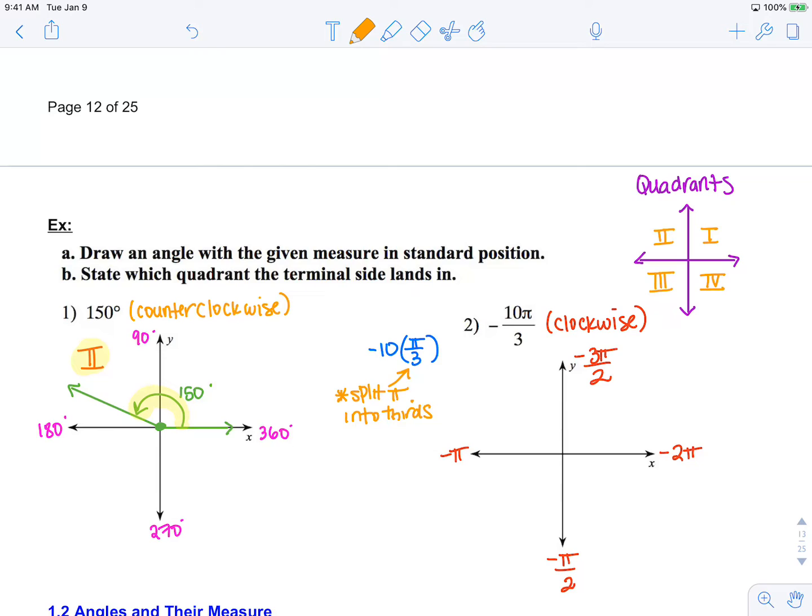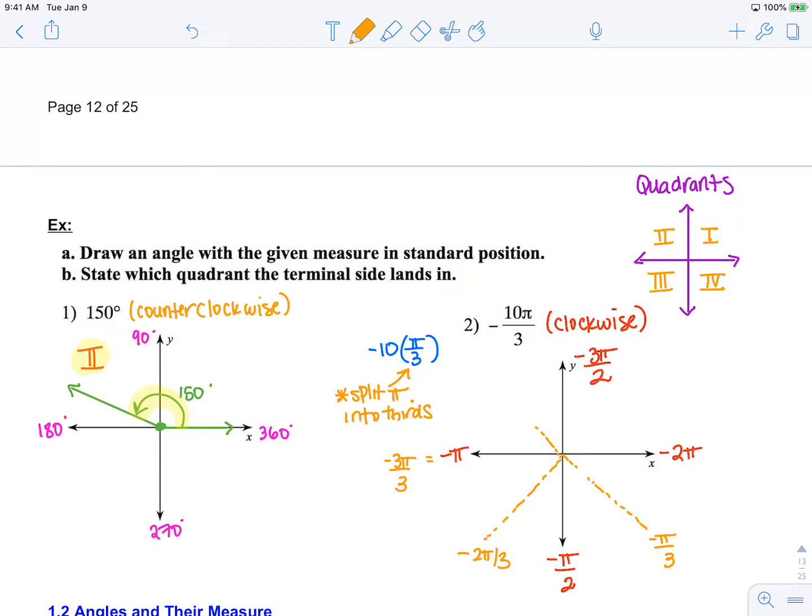So how do we visualize that? Half of the coordinate plane is negative pi. So I need to split that half into thirds. Now remember, this is not an exact sketch. So this would be negative pi over 3. This is negative 2 pi over 3. This is the same as negative 3 pi over 3.